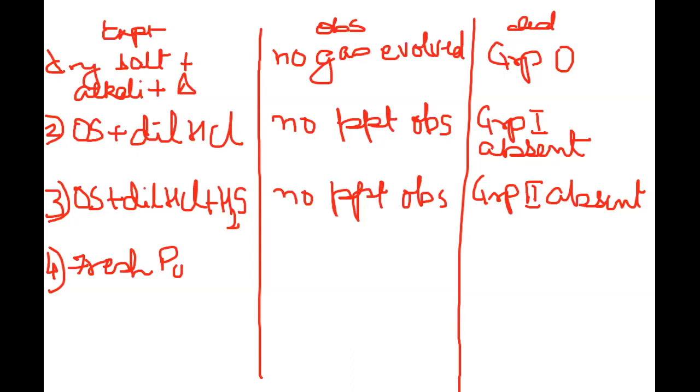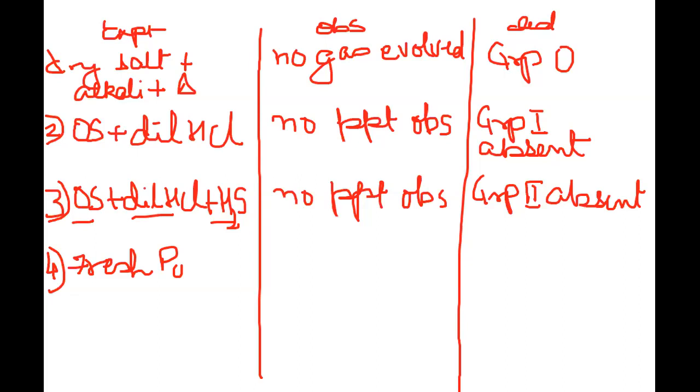Then we are using original solution plus dilute HCl, no PPT observed, group 1 absent. If group 1 cations were present, that is lead, mercury and silver, then the chlorides would have precipitated in this case.